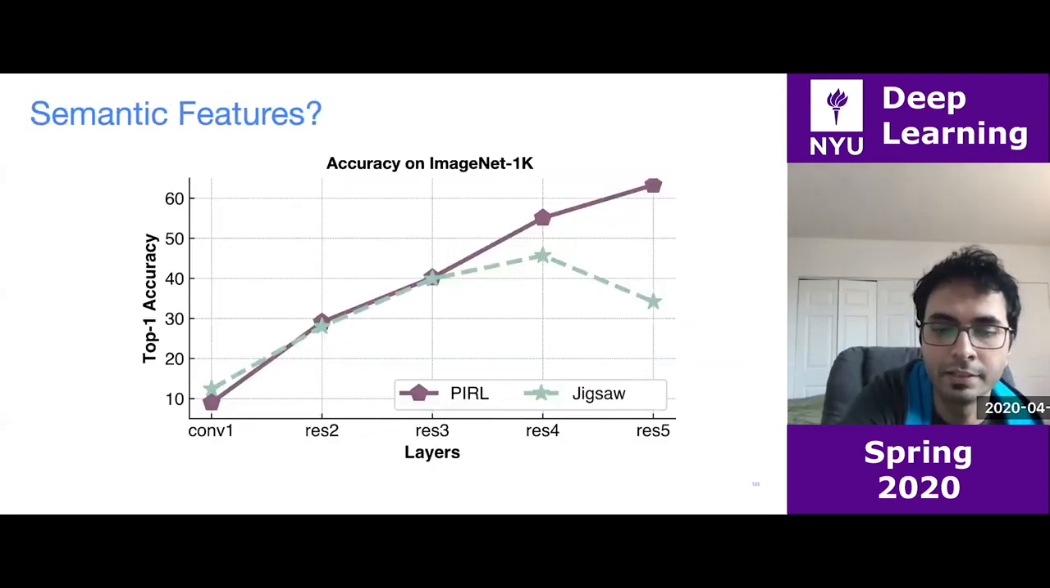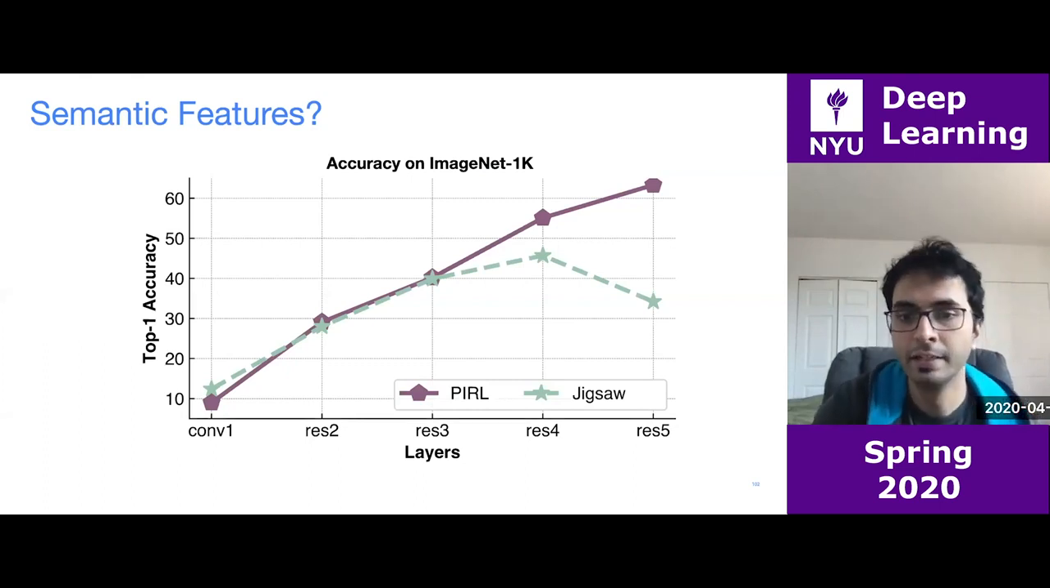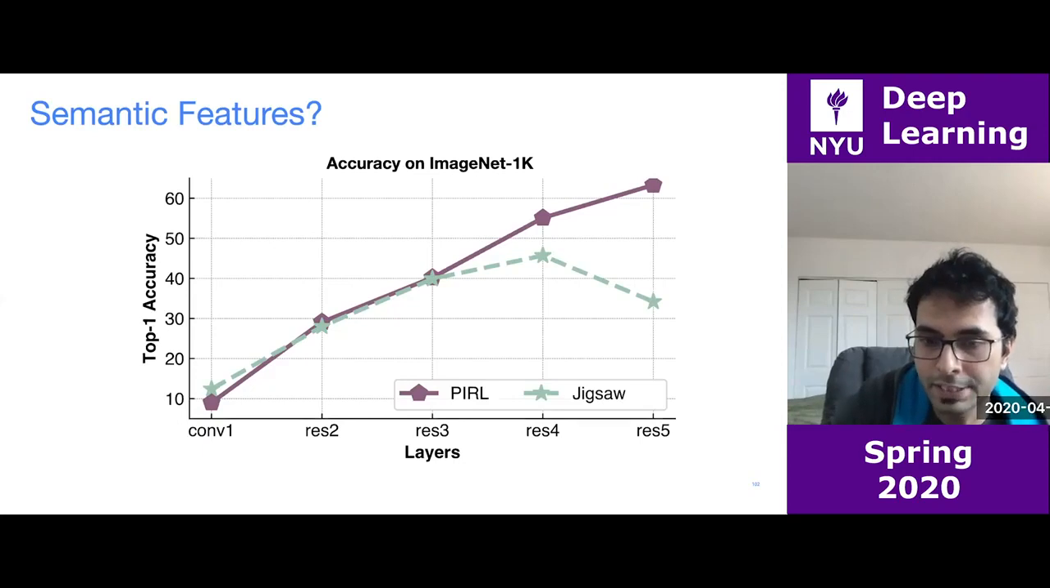And finally, the sort of thing I started out with, which is whether this thing is actually semantic. If you look at different layers of representations, from conv1 to res5, Jigsaw basically shows a drop in performance from res4 to res5, whereas for PIRL, you can see a nicely increasing graph, where res4 and res5 get increasingly more and more semantic.